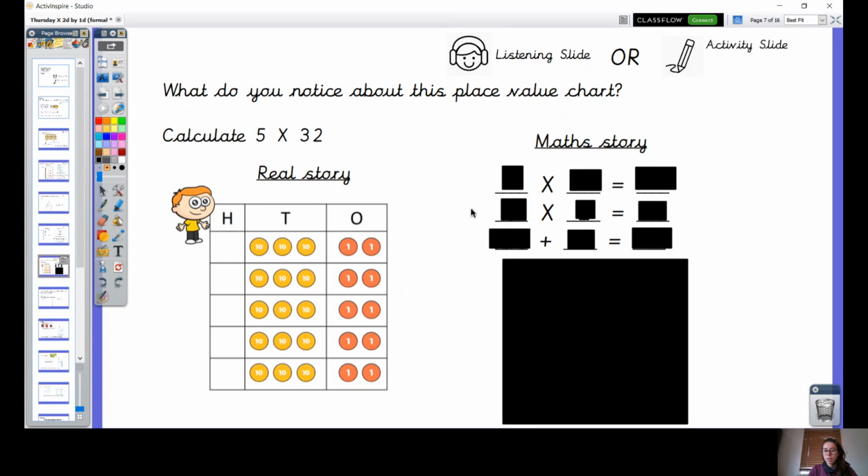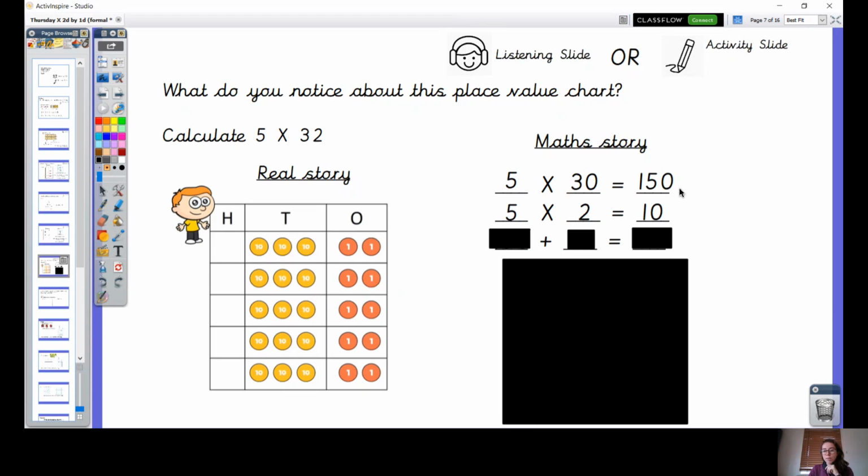Now, I'm going to have a think about my math story now. Something times something. Now, I'm going to partition this 32 to help me. I'm going to start with the 30. So I know that if I partition that number 32, I've got 3 tens, which is 30. I'm going to times that by 5 first. 5 times 30 is 150. And then I'm going to times that 2 by 5 as well. 5 times 2 is 10.